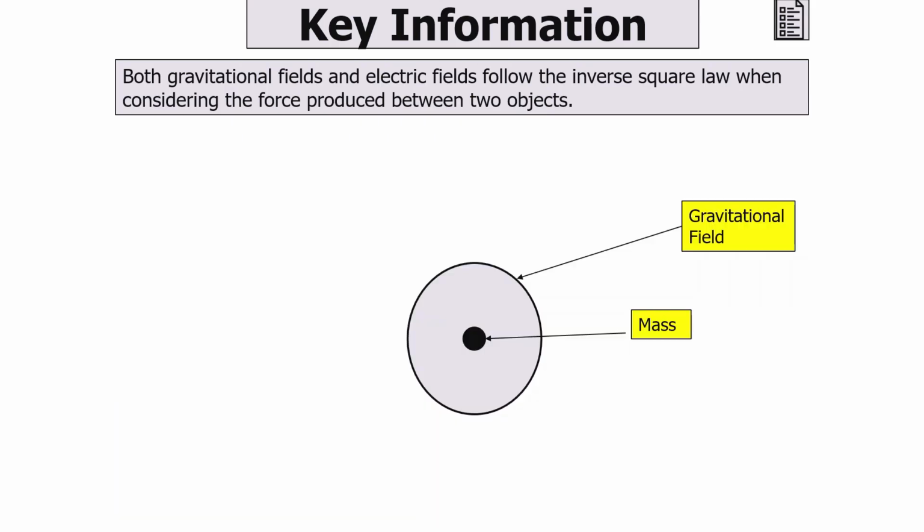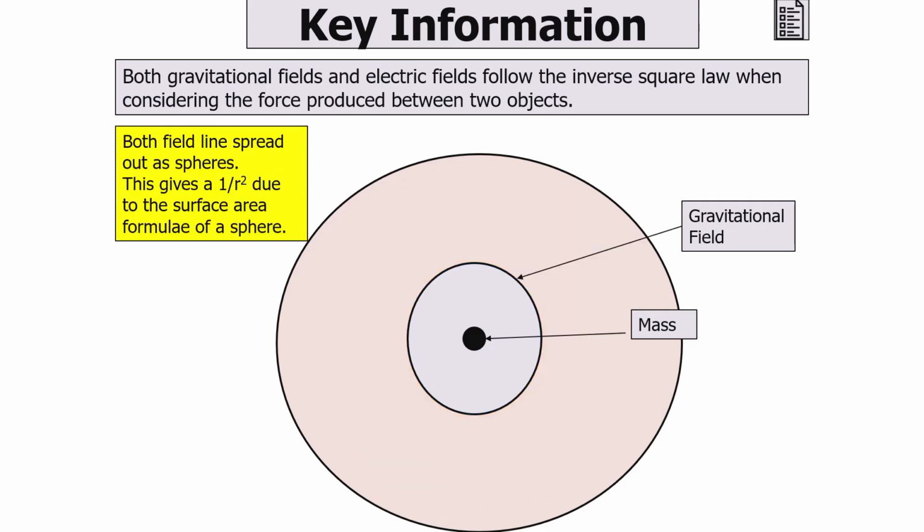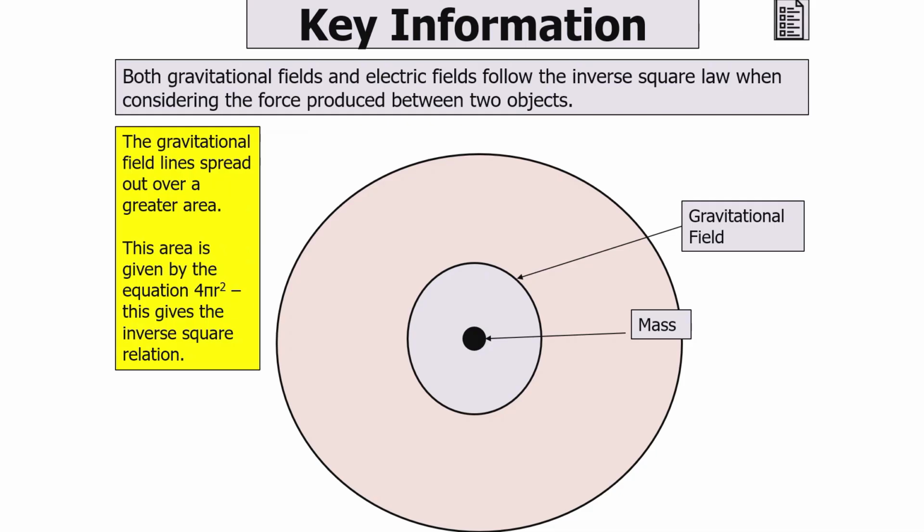If we think of it this way, as we increase our distance from the mass, the spherical gravitational field gets larger. Because the field lines are spread out as spheres, this gives a 1 over r squared relationship due to the surface area formula. So we know the gravitational field lines are spreading out over a greater area, and the area is given by the equation 4 pi r squared, which gives our inverse square relationship.